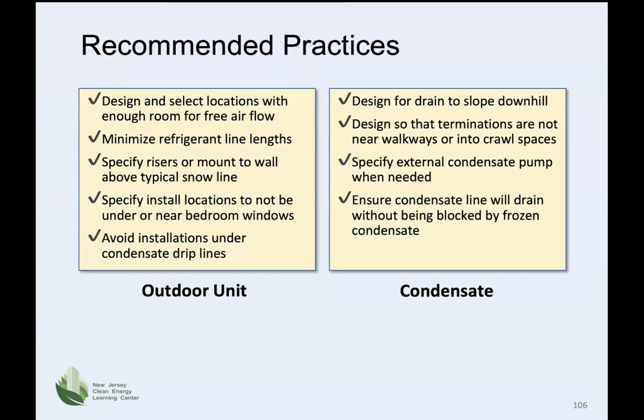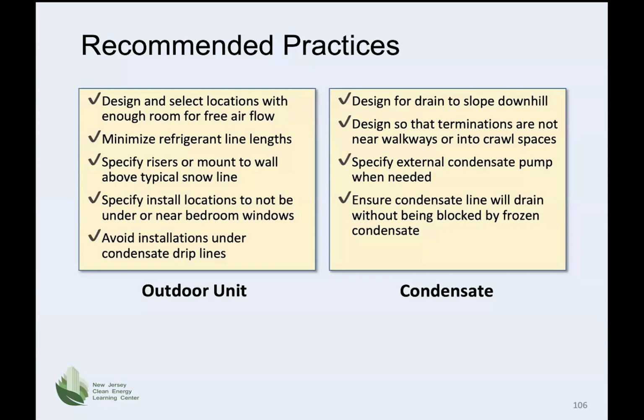These are recommended practices for the installation of the condensate system. First, the system should drain by gravity, if possible, and therefore the piping should be sloped in a downward fashion.